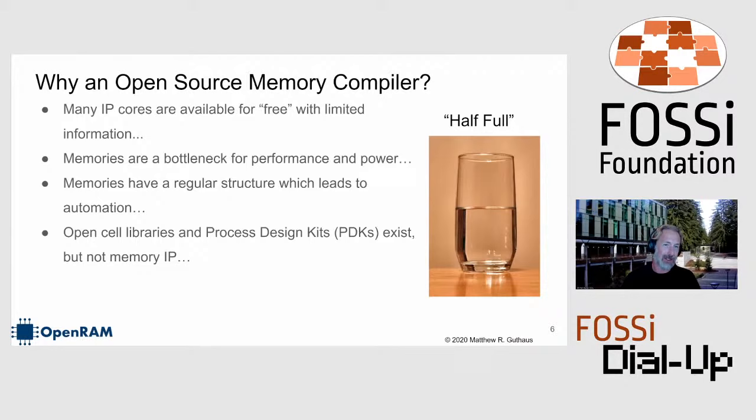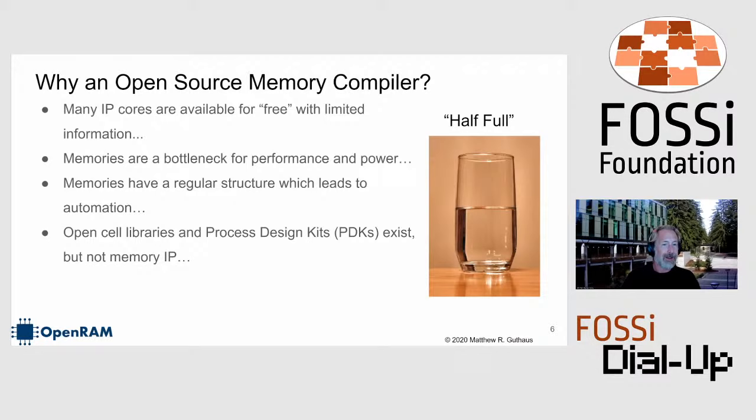So why would you actually want to have an open source memory compiler? Well, there are a lot of IP cores. If you go to OpenCores and GitHub now, you can find all of these designs. Those are free, but they all use memories, but they don't have the memories with them. So their memories are used in all of these designs. In addition to that, they're a bottleneck for both the performance and the power. So they are critical to the actual quality of that design, and they limit it.